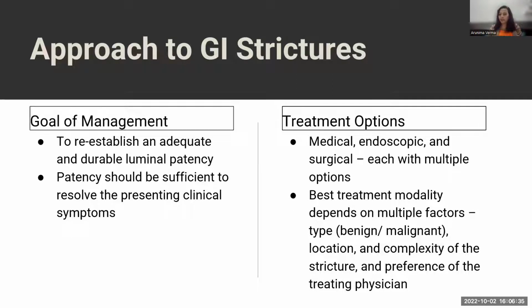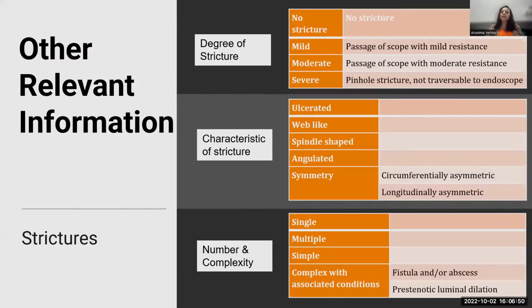But the best treatment modality for any patient depends on multiple factors, which includes the type of the stricture, the location, complexity of the stricture, and preference of the treating physician, along with the availability of the treatment options at that particular center. There would be certain relevant information that you would like to gather about strictures before proceeding with the management of these strictures.